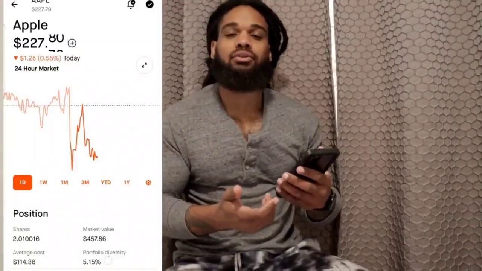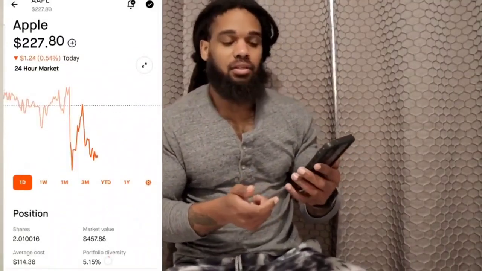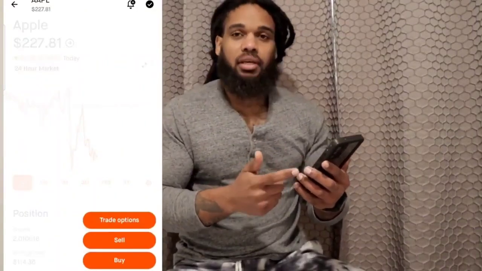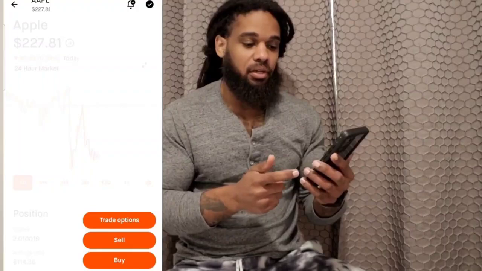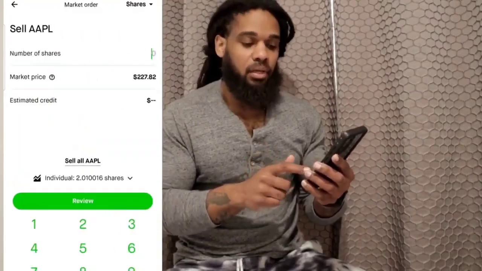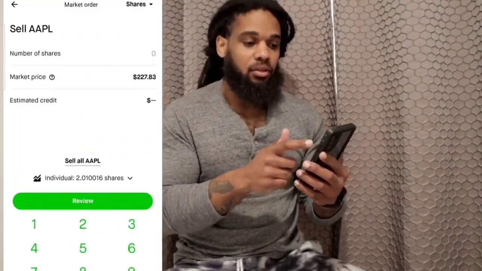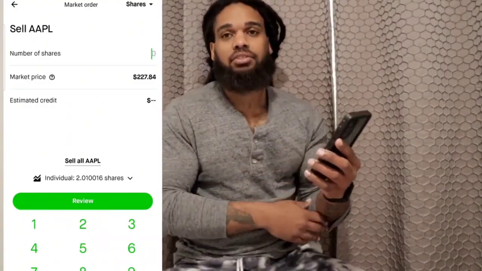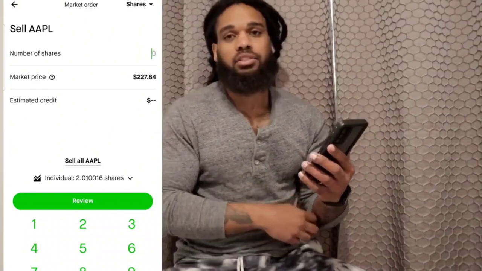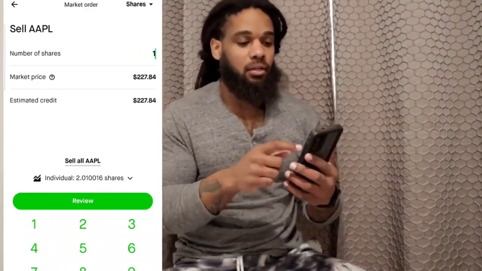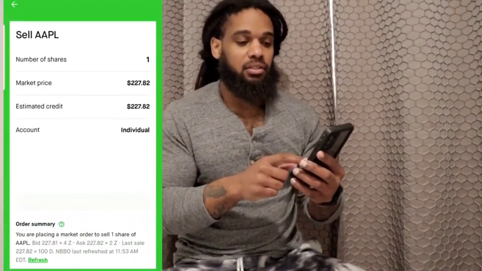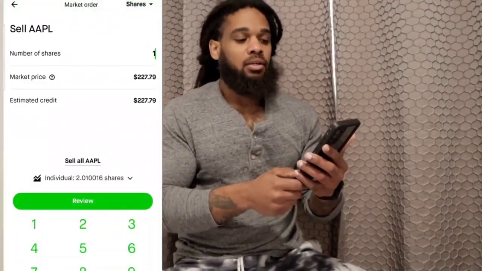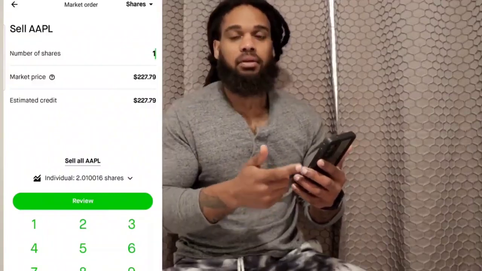And now I'm going to show you how to sell it. So if you have the stock that you're going to trade, you could press the trade button. In this example, we have Apple, and then you press sell, and then you put the number of shares that you want to sell. So if you have 5 shares, you could sell your 5 shares. If you have 1 share, you could sell your 1 share, and so on. You could put the number of shares, hit the review button, swipe up, and it automatically would sell your shares for that market price.